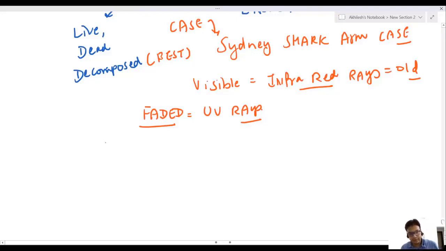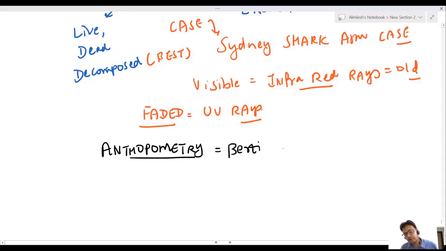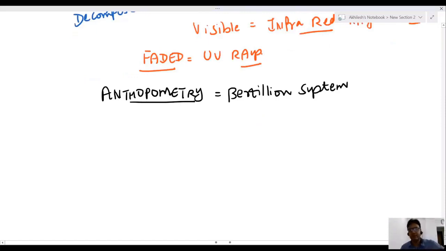Okay, now sir, another important identification method is anthropometry. Anthropometry is also known as the Bertillon system. Another name is portrait parlay.